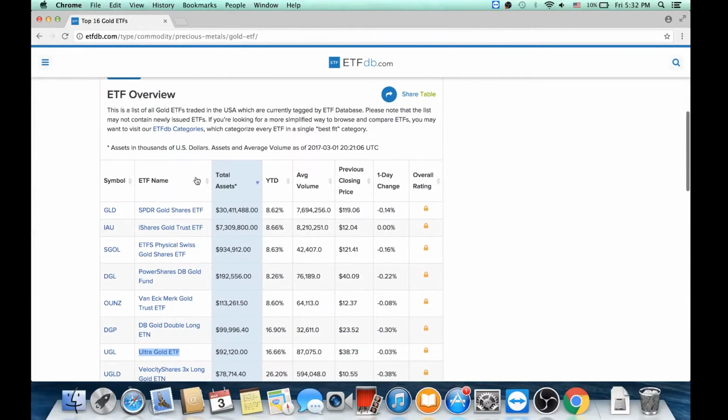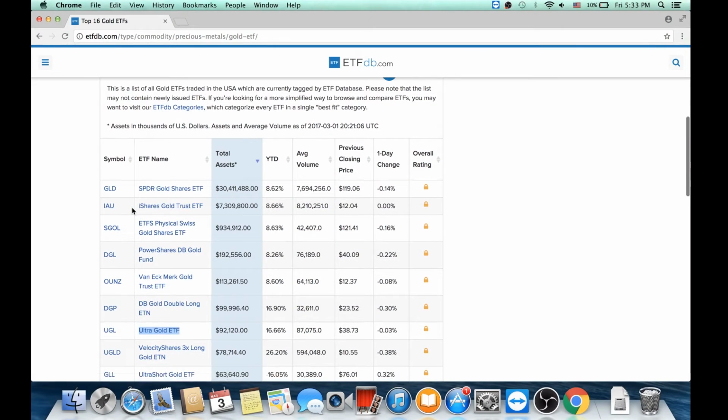So I think you can sort by the most assets or most volume, start with that. So liquidity is better. So GLD is the number one, SPDR Gold Shares ETF. That's almost 1-to-1, no leverage. It's going up, long, right? It's a long position of gold. So it's trying to track exactly the trend of gold, okay?